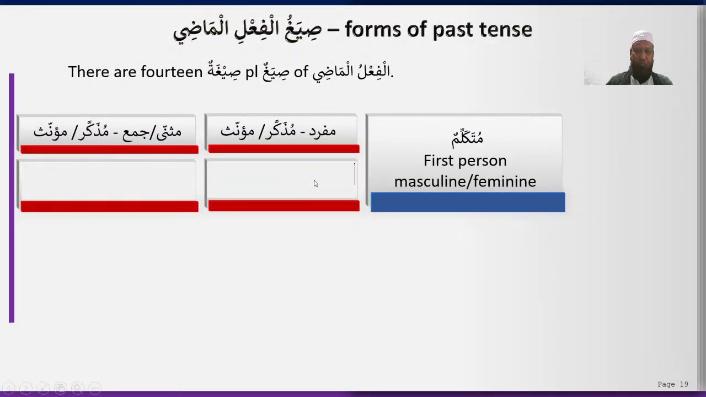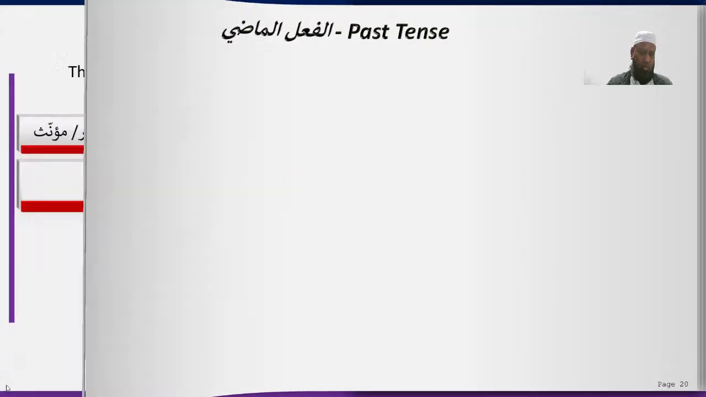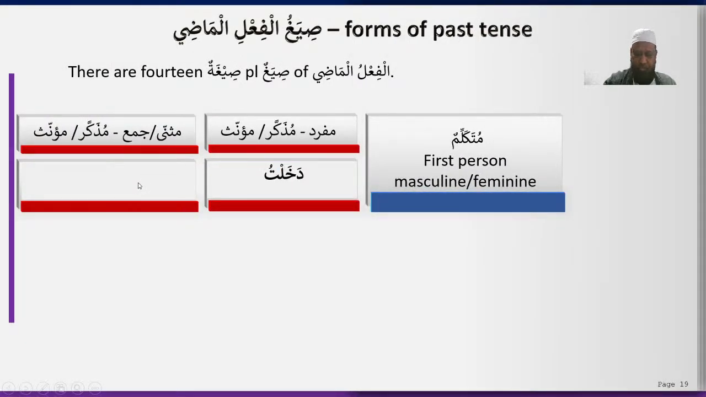Next, متكلم. دخلت، فعل ماضي مبني على السكون لاتصاله بتاء الفاعل. And then we have one more left. دخلنا، فالماضي مبني على السكون لاتصاله بناء الفاعلين.